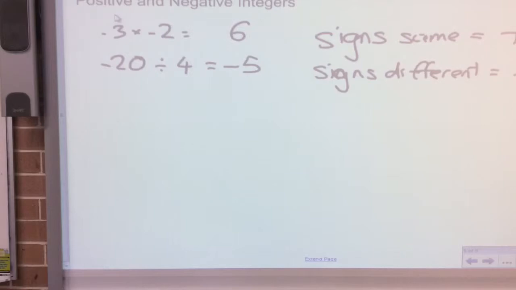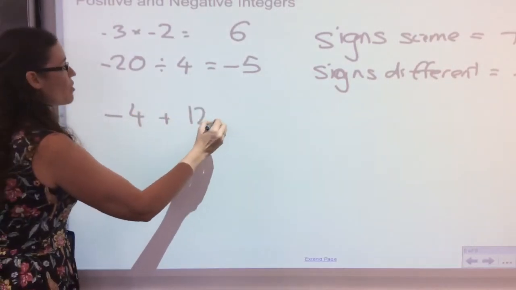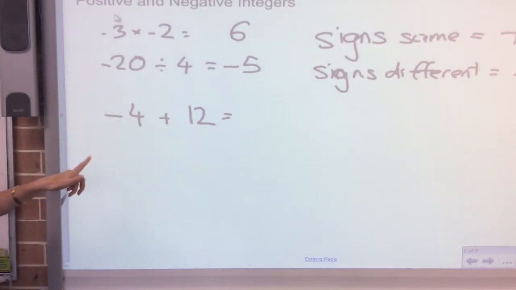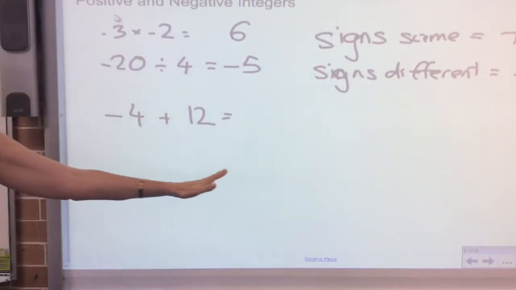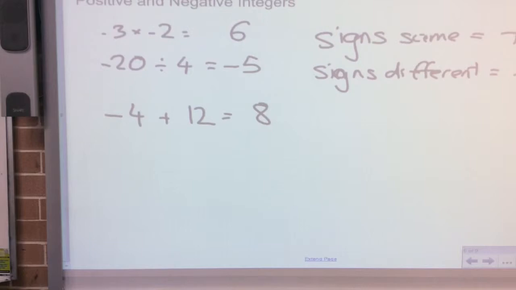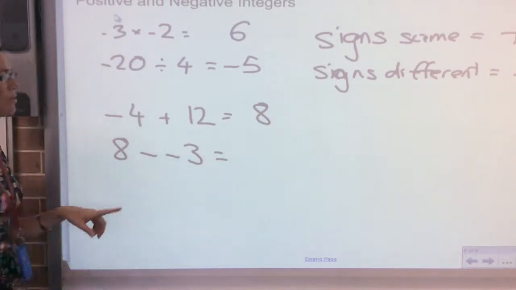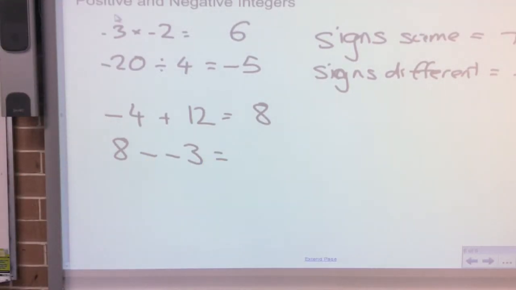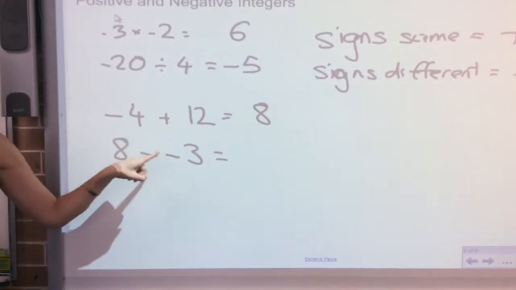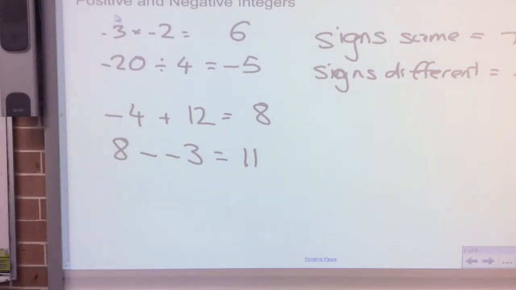Your standard plussing and minusing, you need to think of the number line, where you start and where you're going. So if I had negative 4 plus 12, that means I'm starting at negative 4 on my number line. I'm moving up by 12, so where do I end up? At 8. What happens if they try and trick me and put a double negative in? So they might have 8 minus negative 3. If I minus a negative, what am I doing? Adding. So minusing a negative is the same as adding. So that actually means 8 adding 3, which gives me 11.